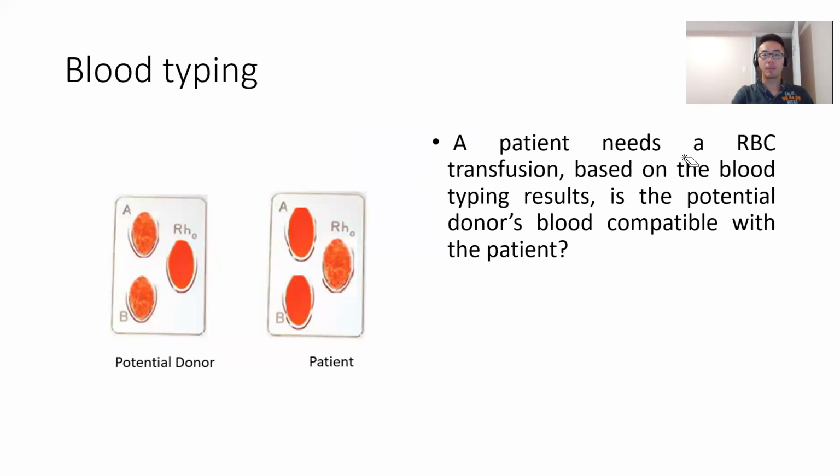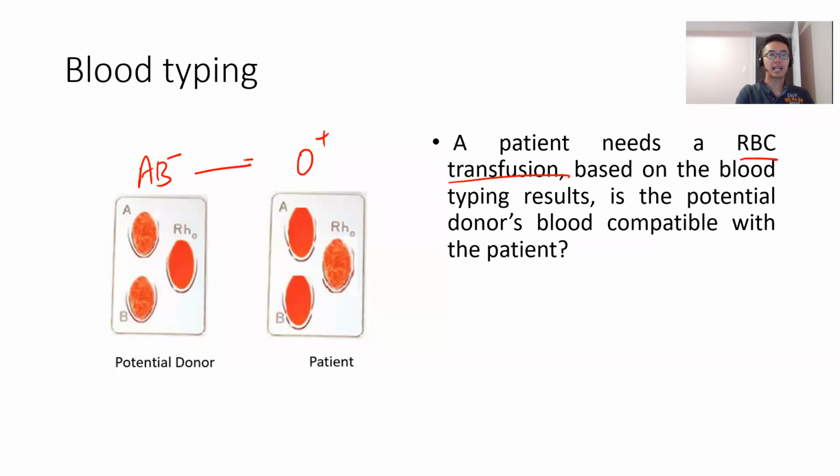A patient needs a RBC transfusion based on the blood typing result. Is the potential donor's blood compatible with the patient? Right, so we have to figure out their blood type, right? So we have a donor here, and you can see there is reaction with antibody A and antibody B, but no reaction with RH. So this person is going to be AB negative. On the other hand, there's reaction with RH only. So this one is O positive. No reaction with A, no reaction with B. That's how I know it is O.